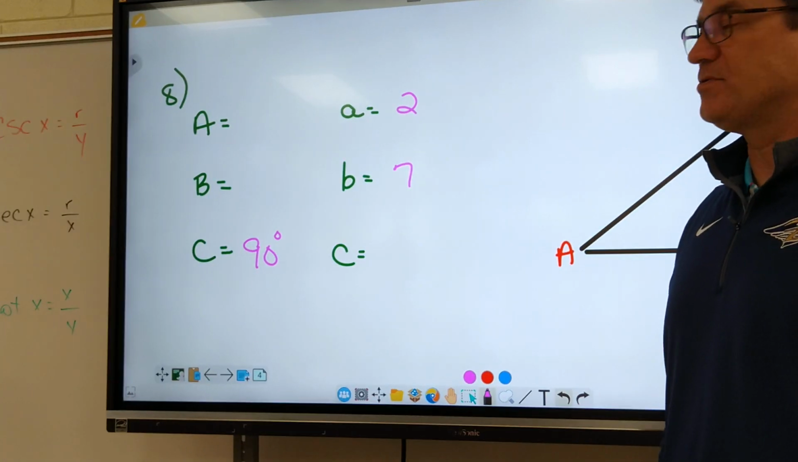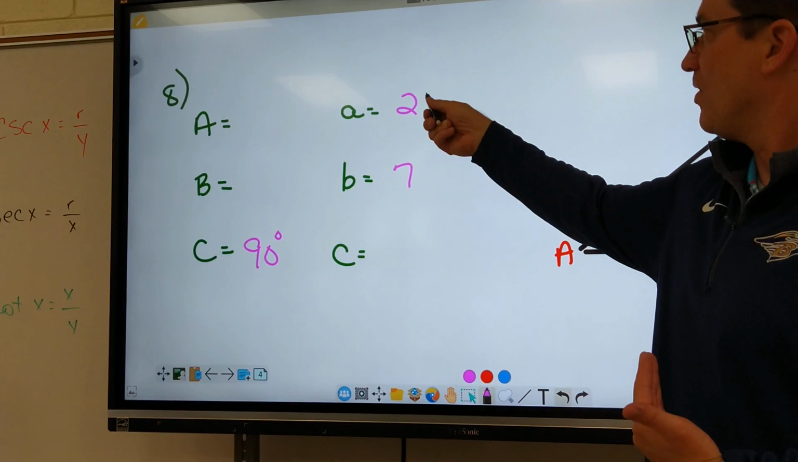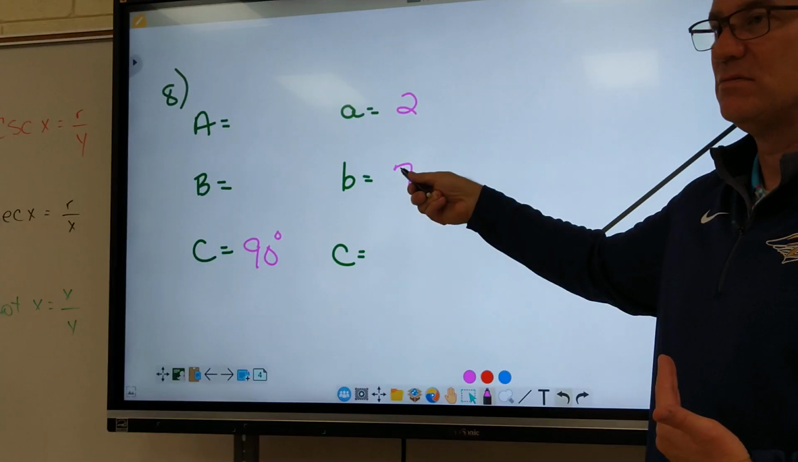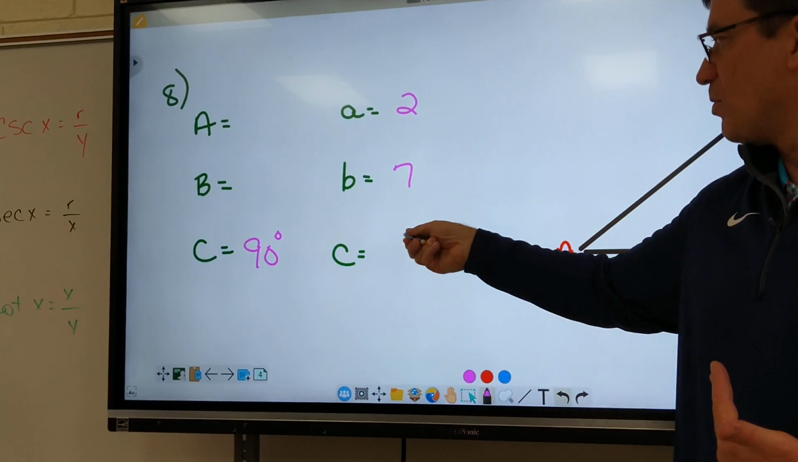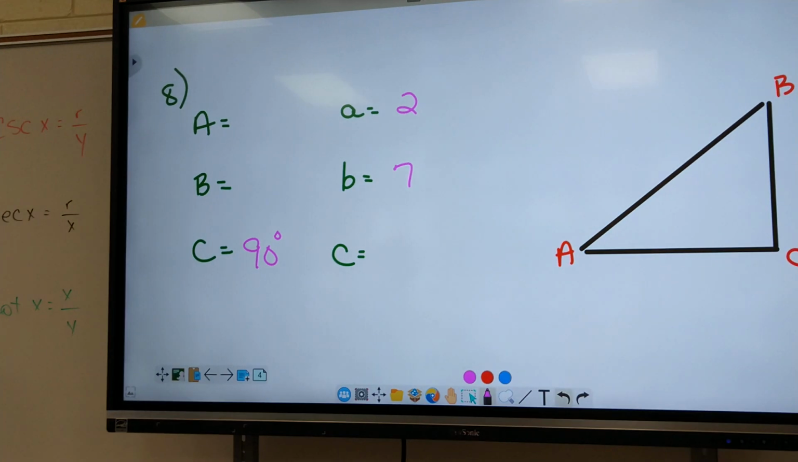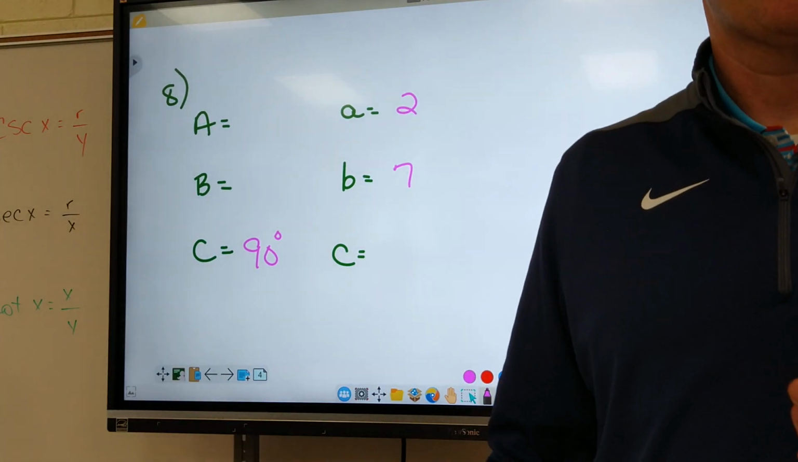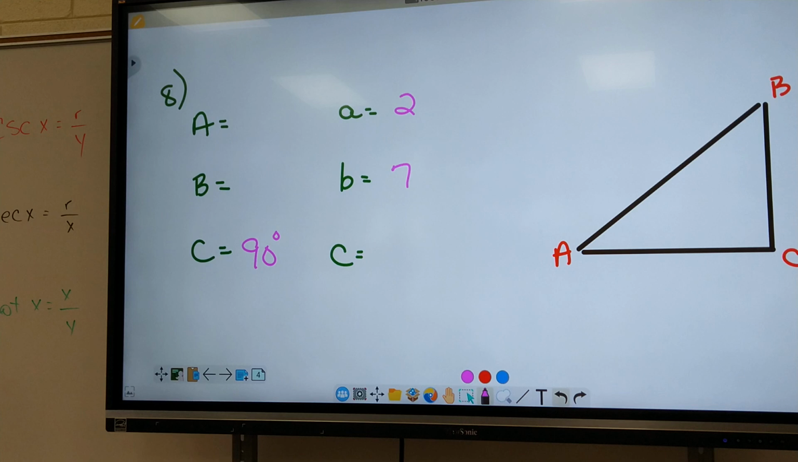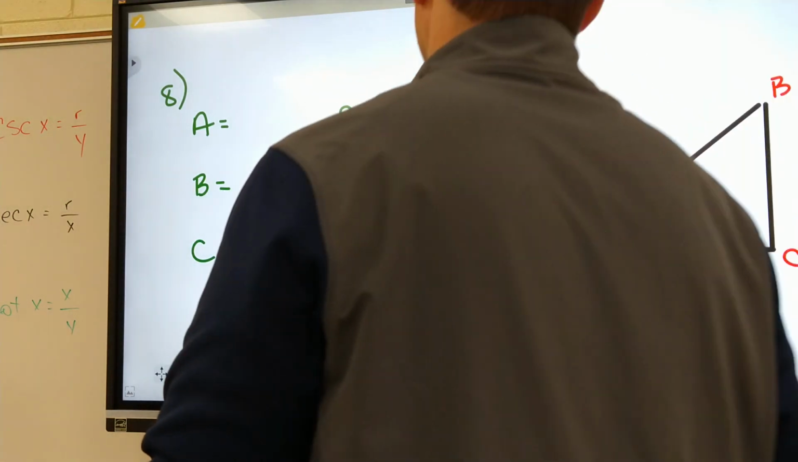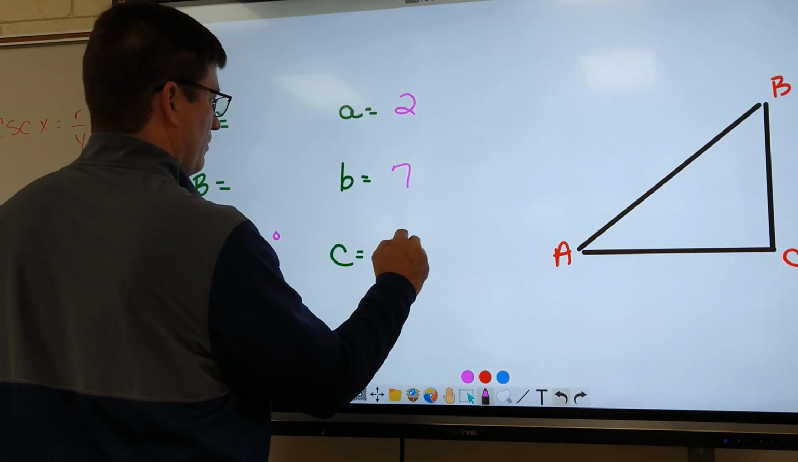So in y'all's calculators, y'all should know how to do this. Go ahead and do your a squared plus b squared. 2 squared plus 7 squared. Let's get a number for that c. Let's do that first. 2 squared plus 7 squared. I got 53. Now find the square root of 53 and you'll have it. All right, so that side is 7.3.